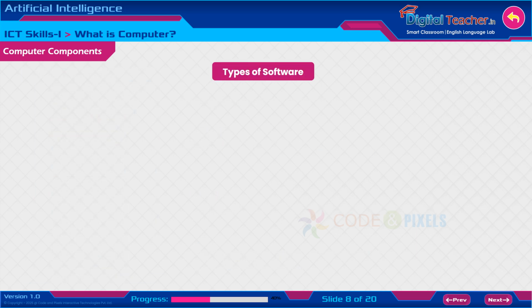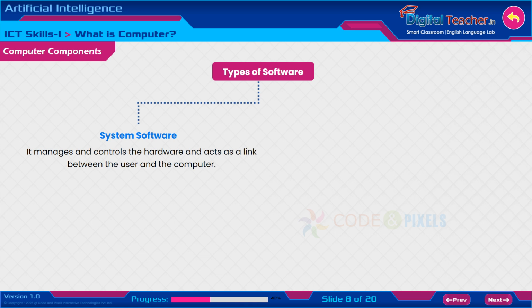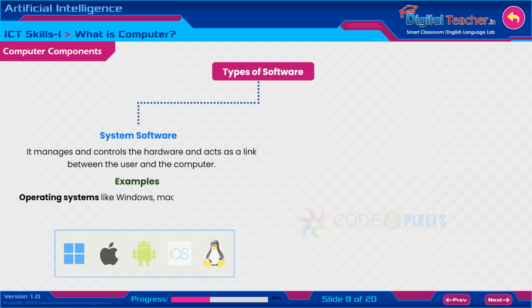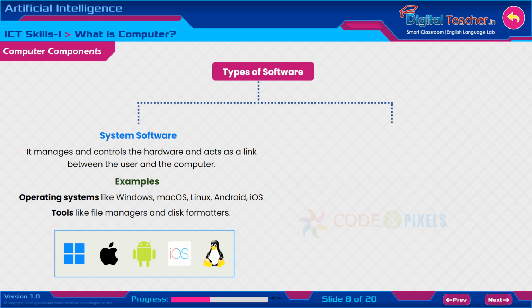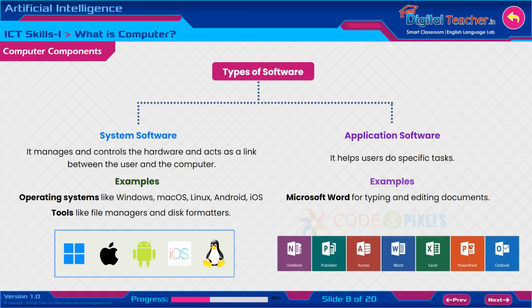There are 2 types of software. System software. It manages and controls the hardware and acts as a link between the user and the computer. Examples of system software include operating systems like Windows, macOS, Linux, Android, iOS. Tools like file managers and disk formatters. Application software. It helps users do specific tasks. Microsoft Word for typing and editing documents. Microsoft Excel for calculations and creating charts.